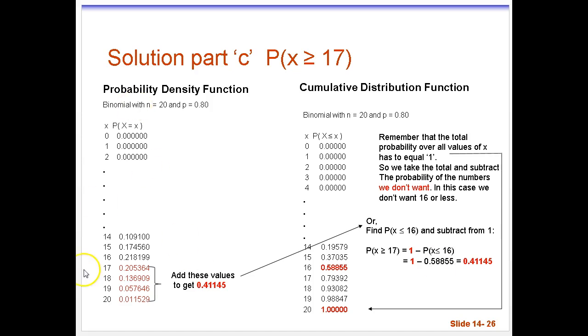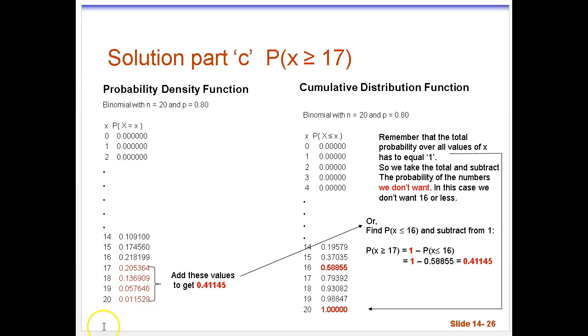Doing it this way, you would have to find the probabilities of 25, 26, 27, and so on, all the way to 100, and you'd have to add all those probabilities together. It would be simpler if you used cumulative probability.